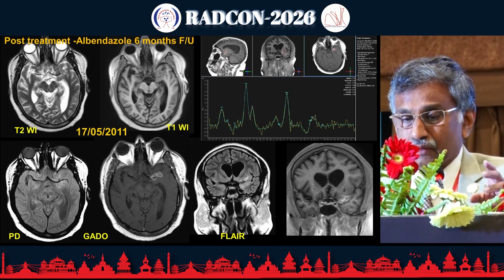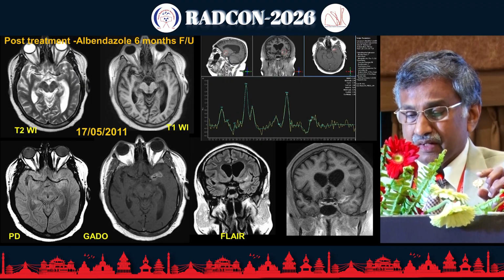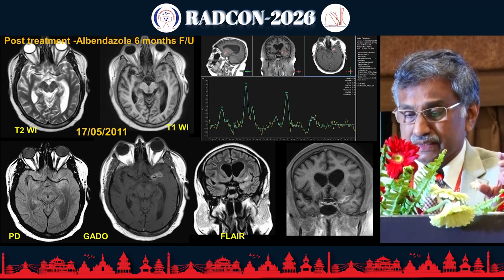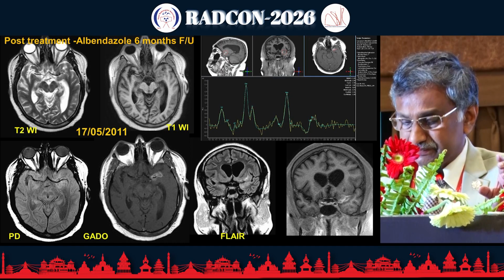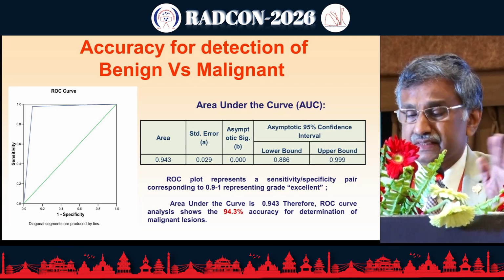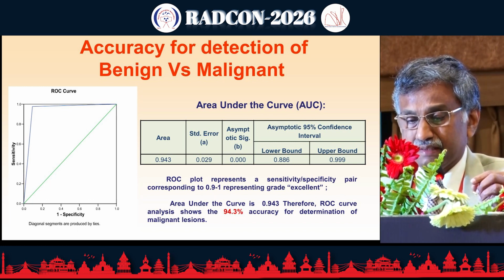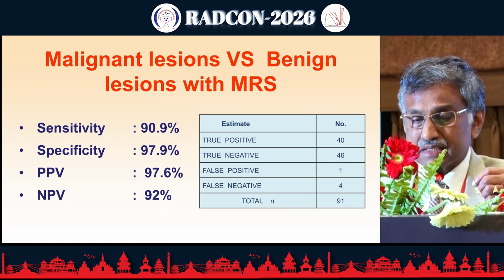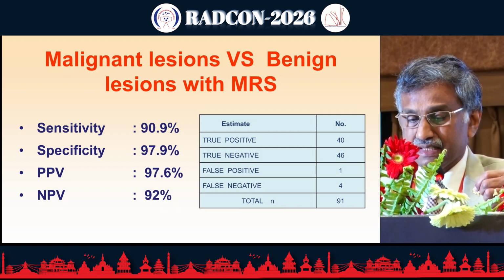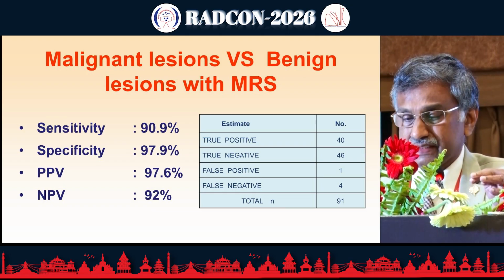Okay, now the accuracy of differentiating benign versus malignant lesions. On a ROC curve there is 94% sensitivity, so malignant and benign lesions can be easily differentiated by MR spectroscopy, with a true positive rate of about 90% in our studies, specificity about 97%, positive predictive value about 97%, and negative predictive value around 92% in these studies.